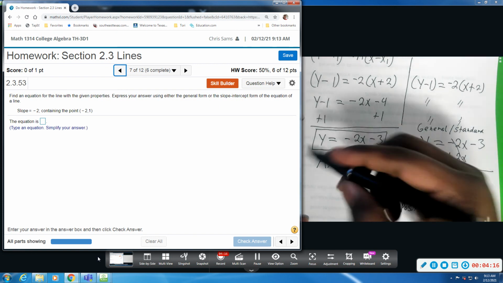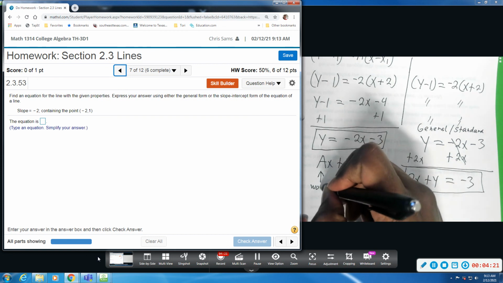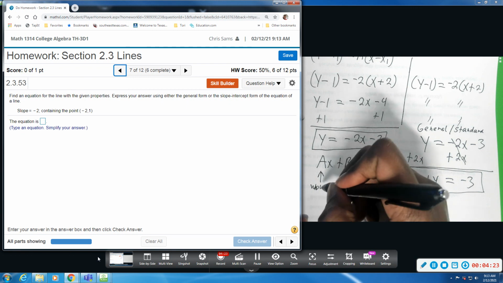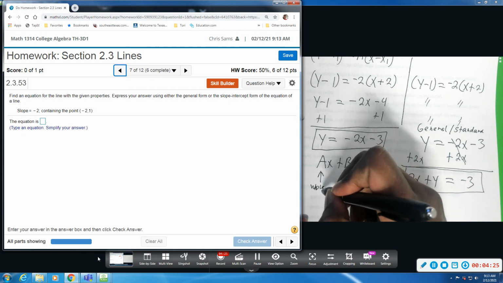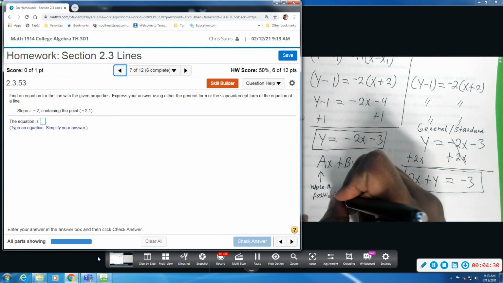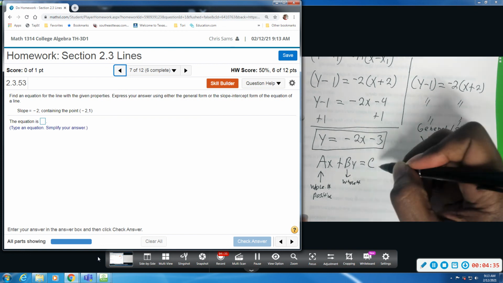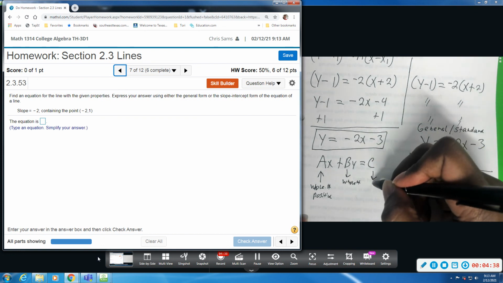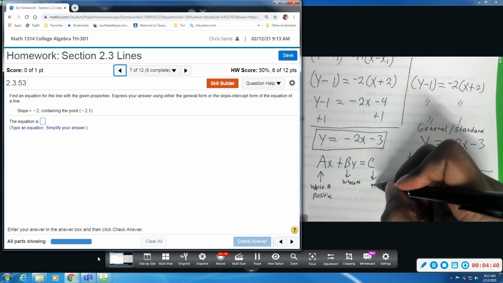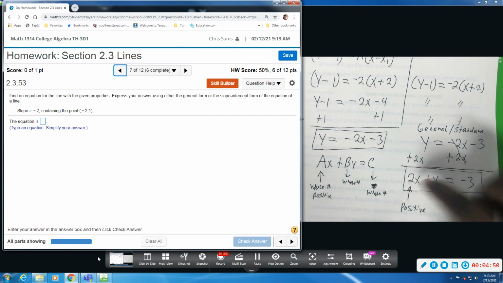So whole number and positive. This just has to be a whole number, and this also has to be a whole number. So that's what the definition for standard form is. All of these are going to be whole numbers, and this guy has to be positive.